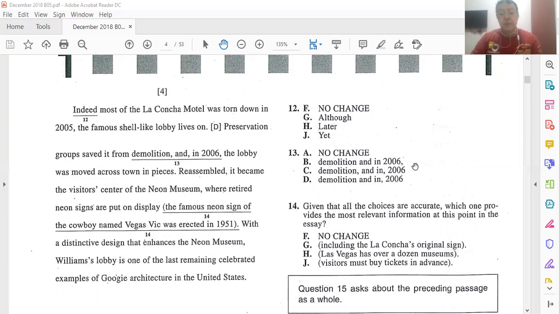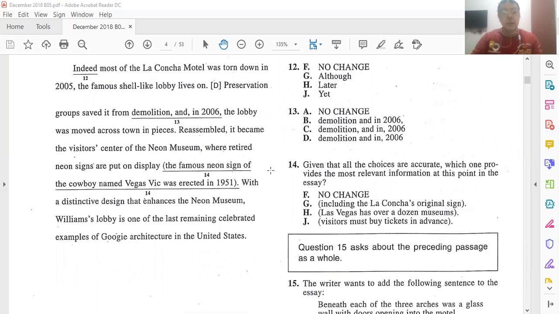Demolition, comma, and in, comma, 2006, no, we don't say that. We should not separate the preposition and the date using a comma, okay? So the best choice here is A. "In 2006" should be between two commas. We, okay, was moved to and so on.